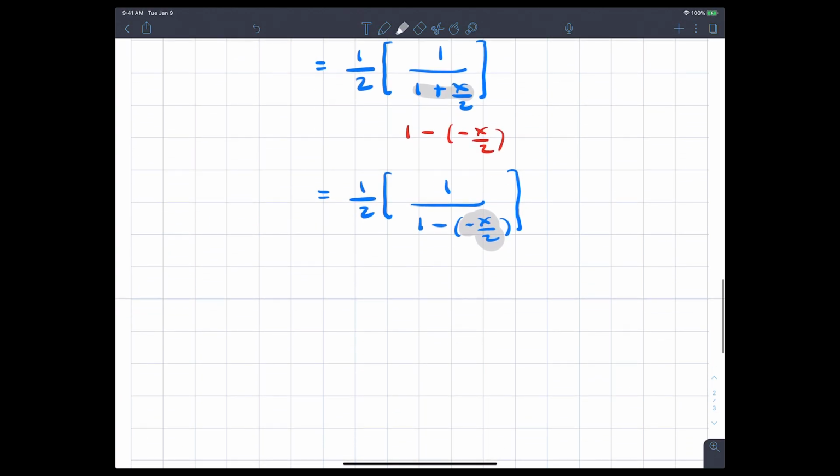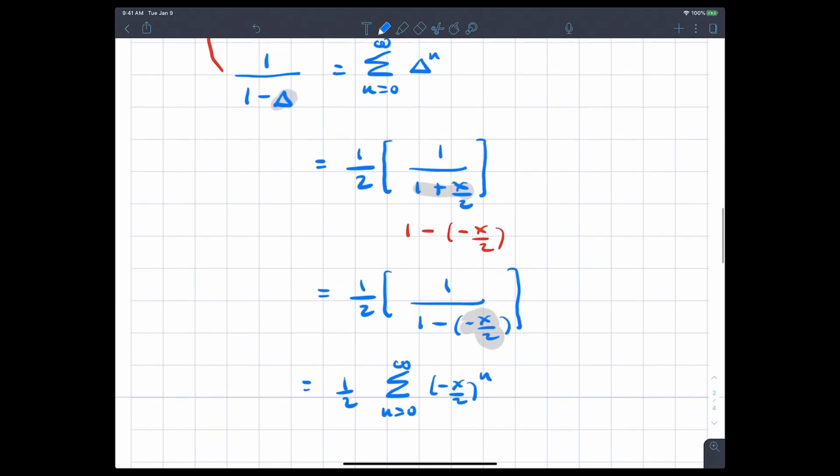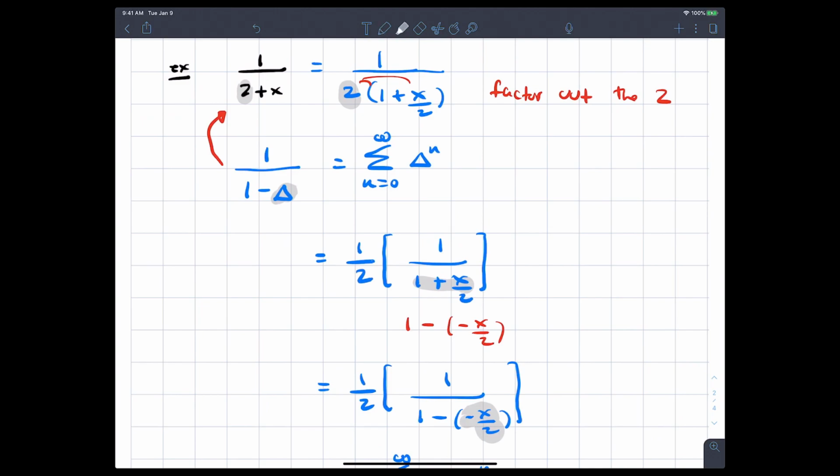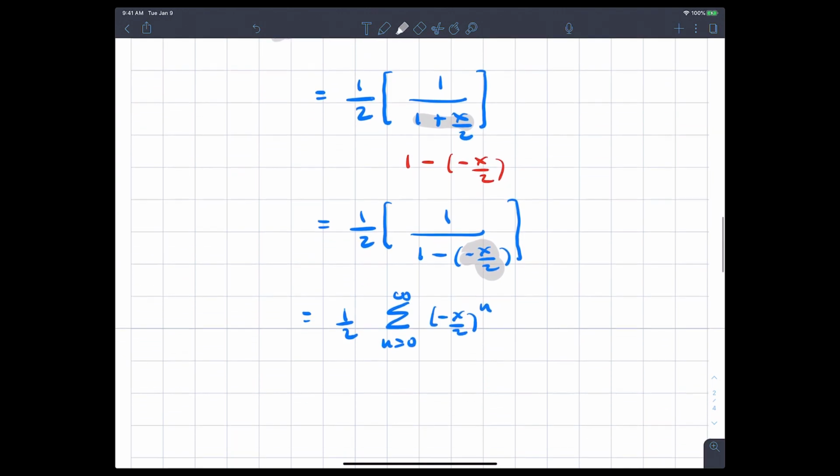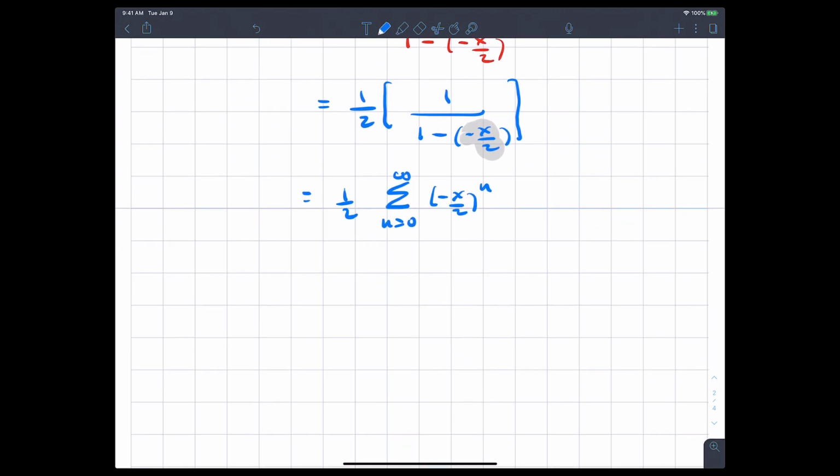Okay, so you say, well, what do I do with that portion? Well, replace it with the summation minus x over 2 to the nth power, where n is 0 to infinity. Because remember, this is exactly what this power series is. If we just use that as our base to the nth power here, that's the power series representation. But we have to do a little bit of algebra here. Okay, so there's some algebra to perform.